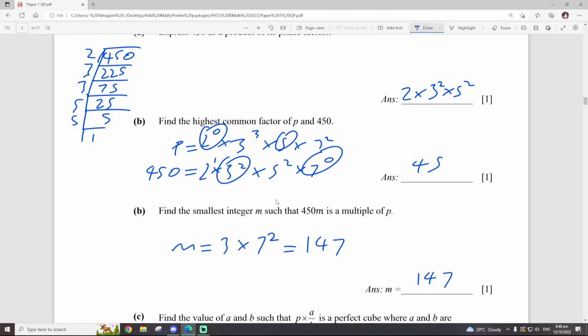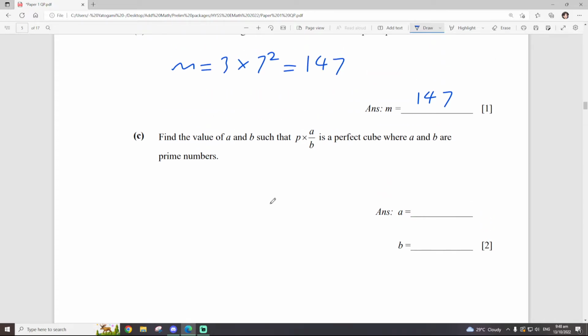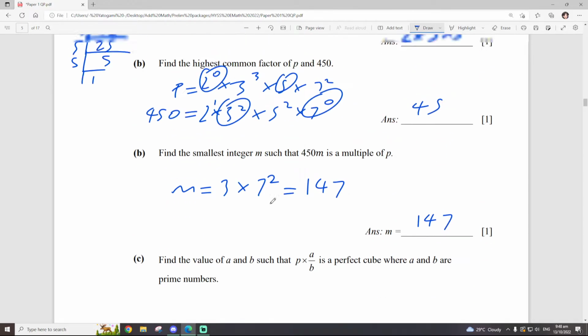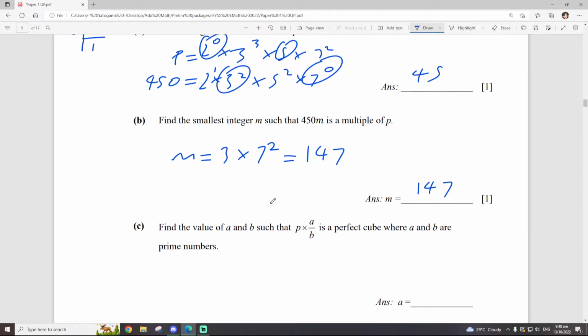Okay. Find the value of A and B such that P times A over B is a perfect cube, where A and B are prime numbers. Okay, let's see. So that is to say that we only want one factor, right? So P is this thing. Okay, we want to get rid of this.